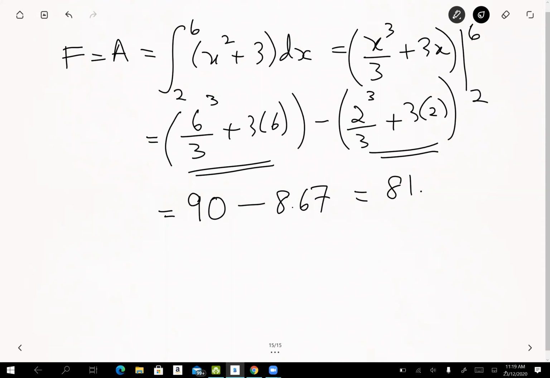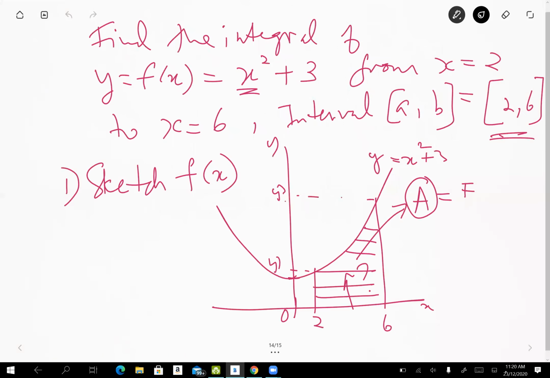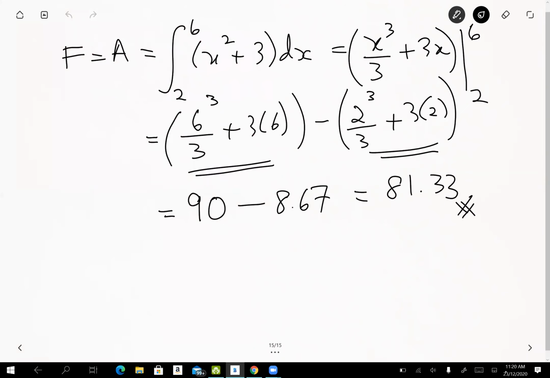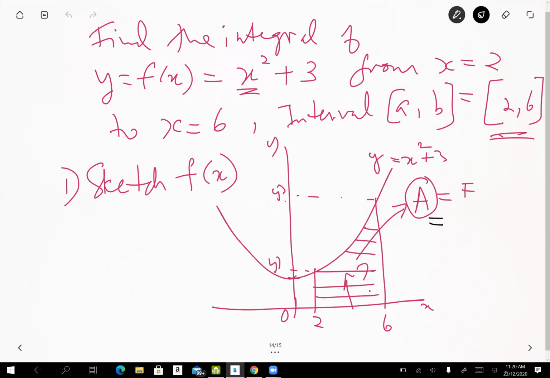Then you will get the value 81.33. We are subtracting slowly, no calculator. Okay, thank you. So that is the definite integral. So you get a value. Okay, it's definite. Definite means it's specific. So therefore, the area here is equal to the value that I have, by evaluating the integral from 2 to 6 of that function. So it's 81.33.